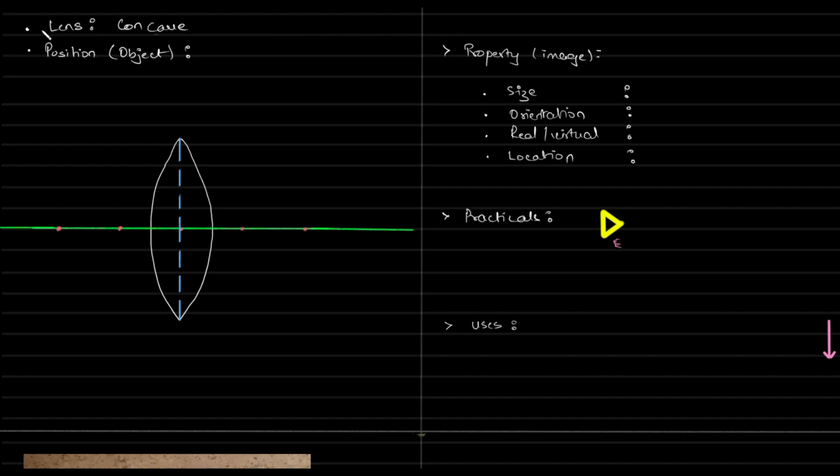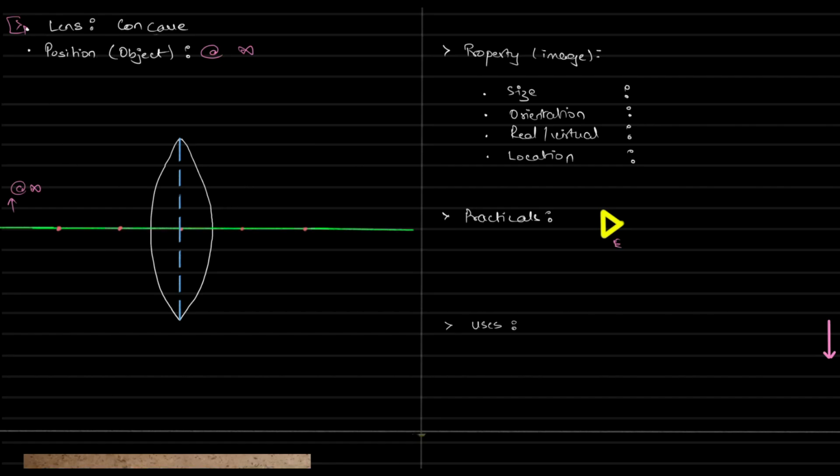So let's begin with concave lens where the object is at infinity. So we're keeping the object at infinity, right? So what happens to the image?